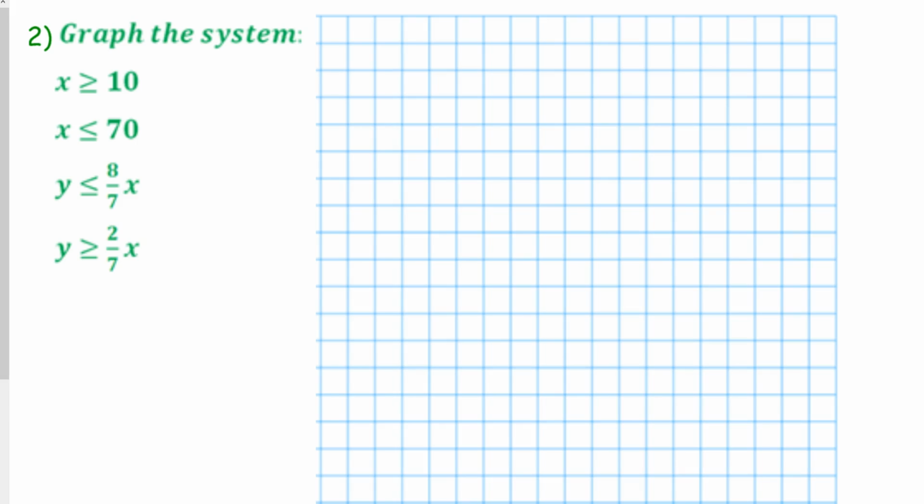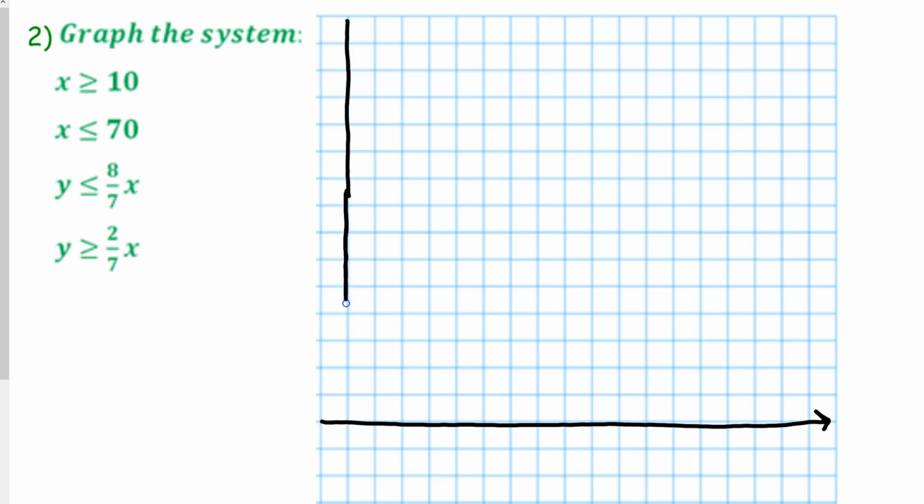Here's number 2. This time I have 4 inequalities and I'm going to graph them all together. If we look at the values here, we have x is 10, we have x is 70, we have slopes that are positive. I think we're going to be focused on quadrant 1, so I'm going to draw my axes off center. I'm going to let my scale go by tens: 20, 30, 40, 50, 60, 70, 80. I kind of want to know where 70 is there.